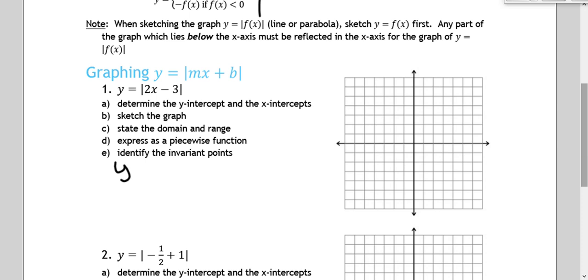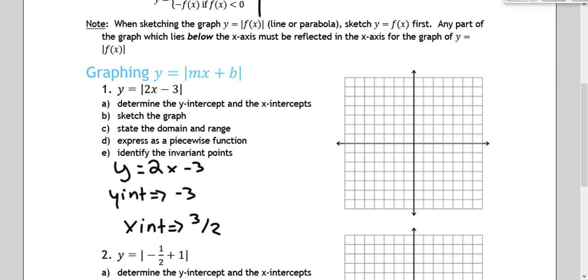We have y is equal to 2x minus 3. We know our y-intercept is -3, and our x-intercept is 3/2, or 1.5. So let's graph that.